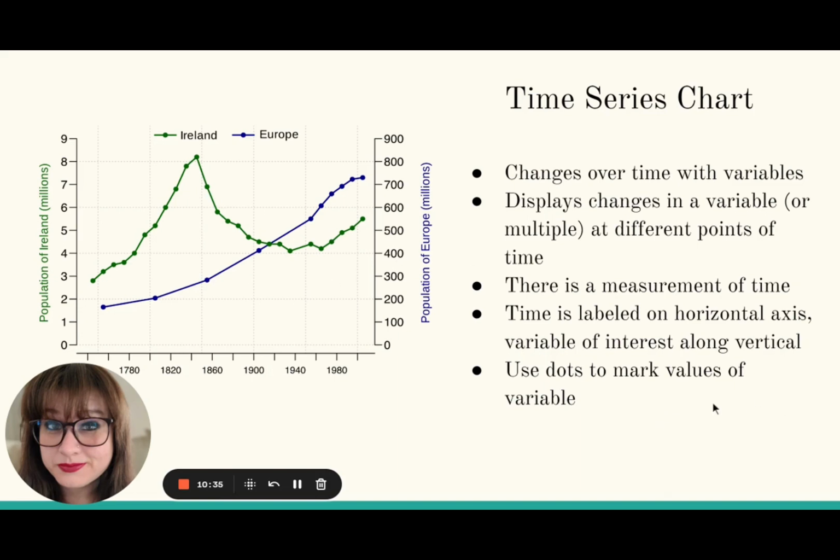So things like population would be important, but it also could be something like usage of certain services. If we're working for a public health organization and we're looking at folks who maybe used Medi-Cal, which is the accessible healthcare for folks who can't afford it, over time, we might be using some sort of time series chart.